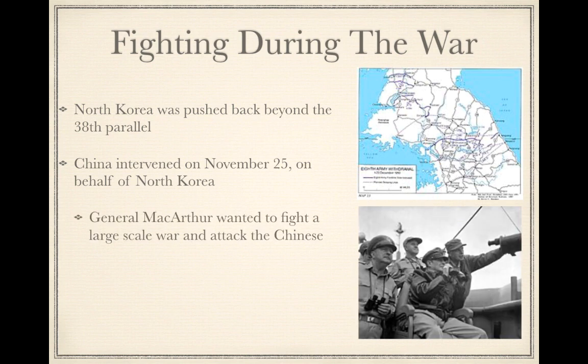General MacArthur, the famed general from World War II in the Pacific Theater, was in charge of the Korean War, and he wanted to fight a large-scale war and attack the Chinese. He also wanted to use nuclear weapons. Truman was resistant to this, and MacArthur will criticize Truman's plans, ending up with Truman firing MacArthur.